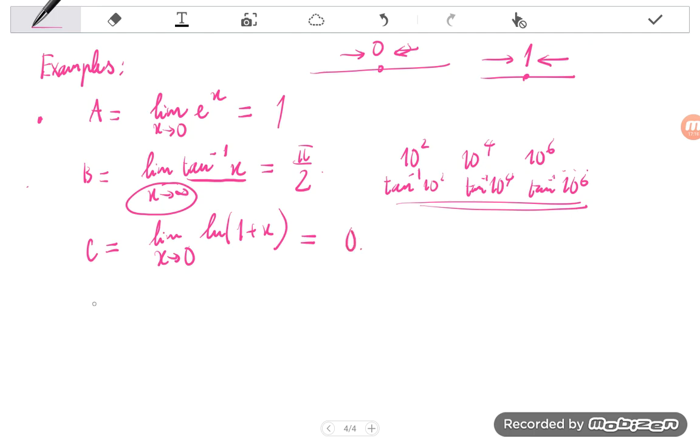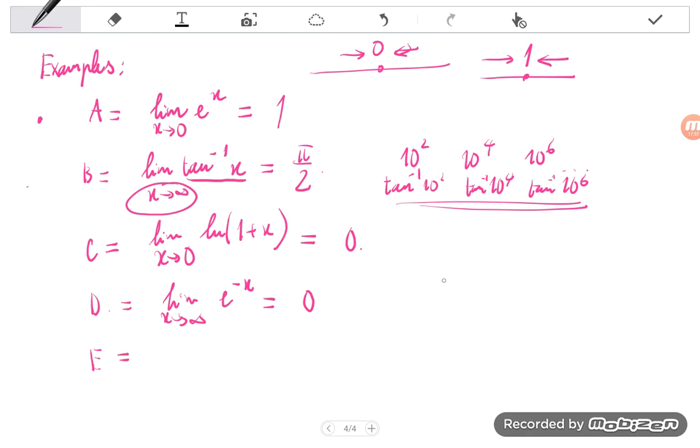Okay, and then D. You can see that when x becomes larger and larger, the function e to the power of minus x will have a value that becomes closer and closer to 0 arbitrarily. So you can see that this limit is 0.